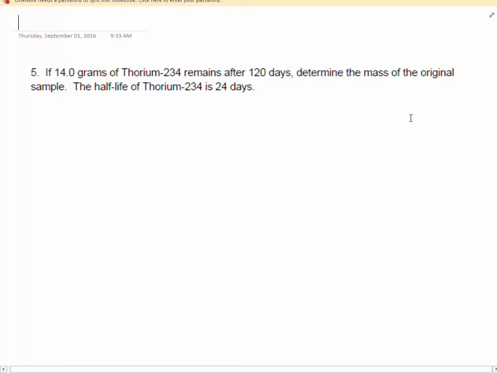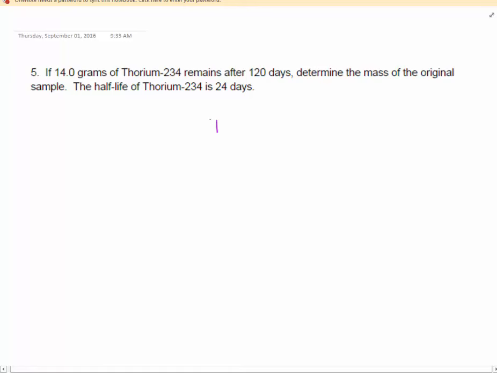Okay, now we have 14 grams of thorium-234 remain after 120 days. So now they've given us the end result. So we've got essentially the answer that we were looking for in the other problems is what we're starting with in this one. Determine the mass of the original sample. Half-life of thorium is 24 days. So the first thing we need to do on this is figure out how many half-lives are going by.